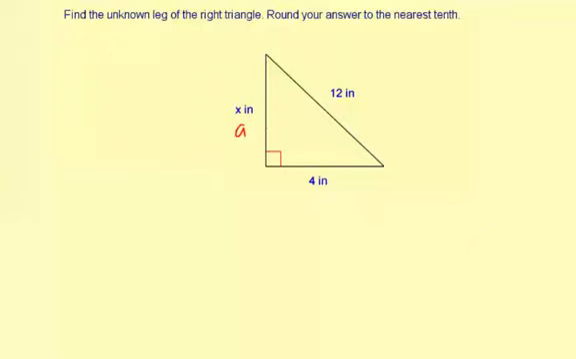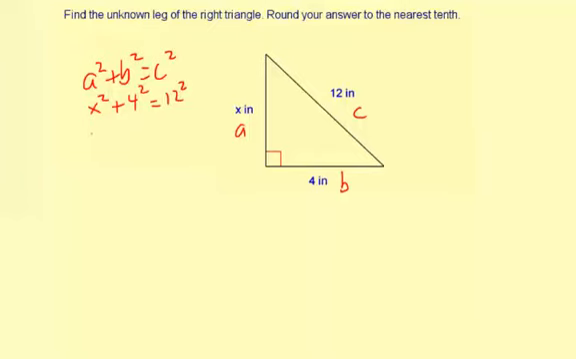And if this leg is A, and this leg is B, and the hypotenuse is C for a right triangle, A squared plus B squared equals C squared. So let's put in the information we know. A is actually the unknown x, so we're going to put x squared here for A. And then plus B is 4 inches, so it'll be 4 squared, and then equals C squared. Well, C is 12 inches, the hypotenuse, so it'll be 12 squared.